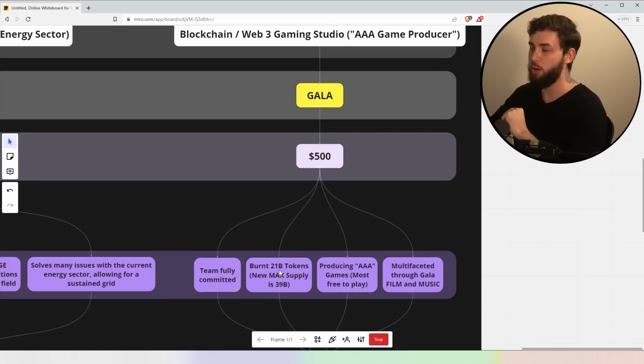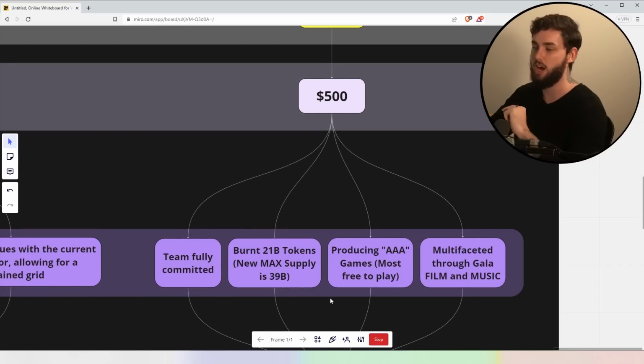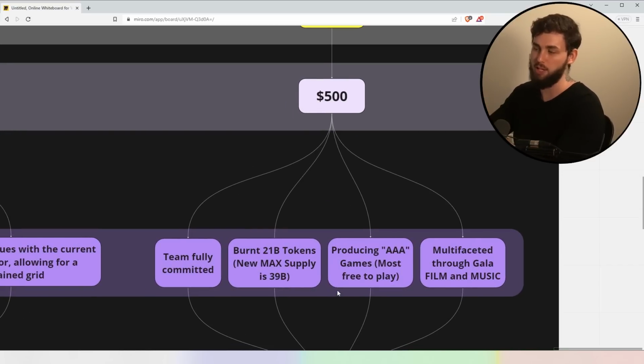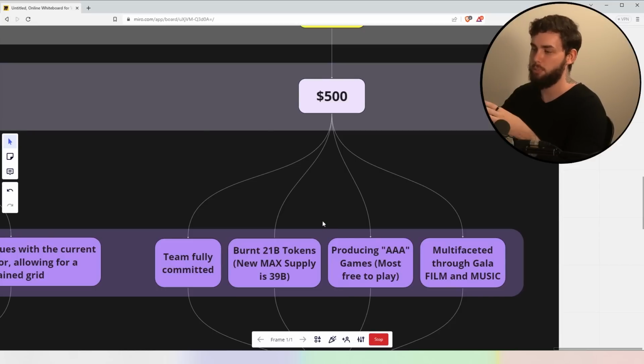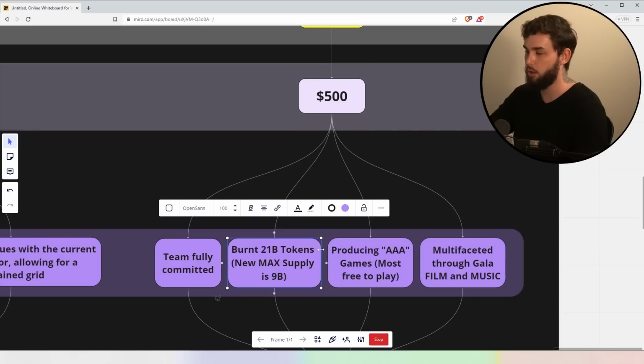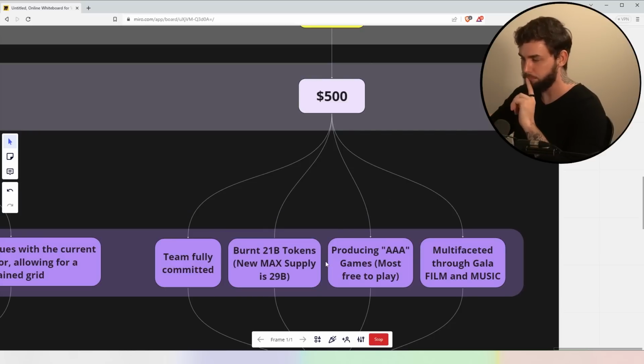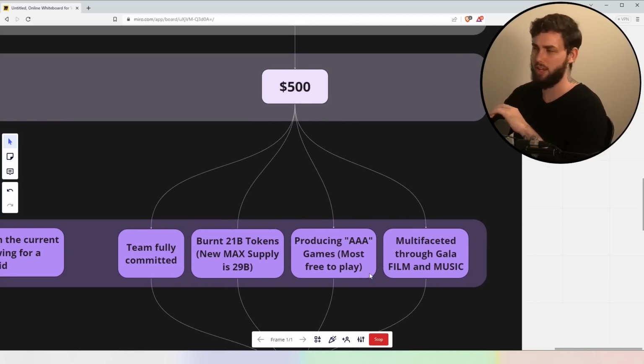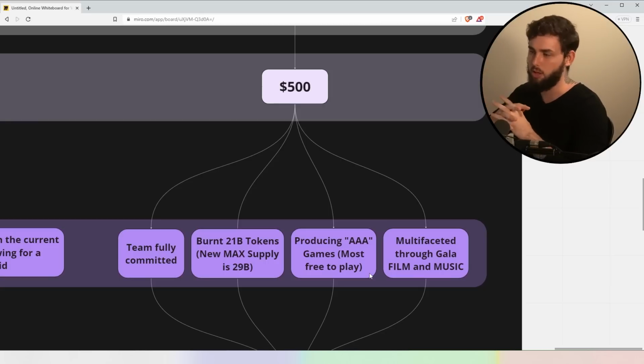Well, they actually burnt over $600 million worth of 21 billion tokens, or $660 million of the Gala token, right? So the new max supply is about 29 billion tokens. So I heard people in my last video saying, why are you picking Gala for? Gala's heavily diluted now. No, it's not. They burnt 21 billion out of 50 billion tokens, guys, right? And they're looking at implementing a burning feature.